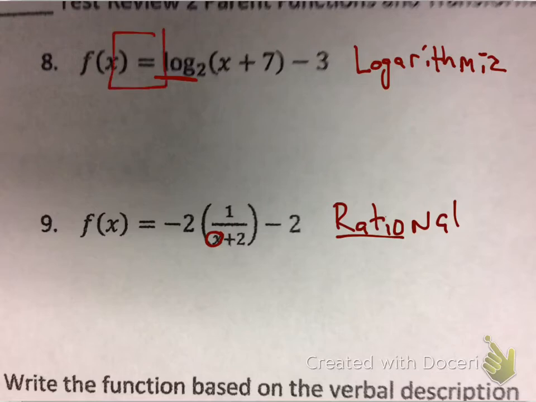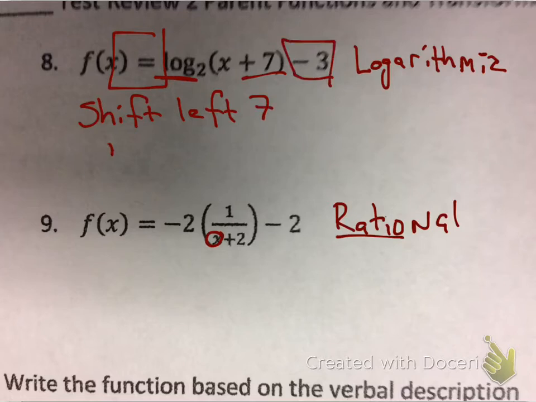There is nothing in the front, so I don't need to worry about that. This is in the parentheses, so that means I shift to the left 7, and then I've got this minus 3, which means I'm going down 3. Keywords here, I may word this differently, but look for keywords like left and down, and kind of go from there.